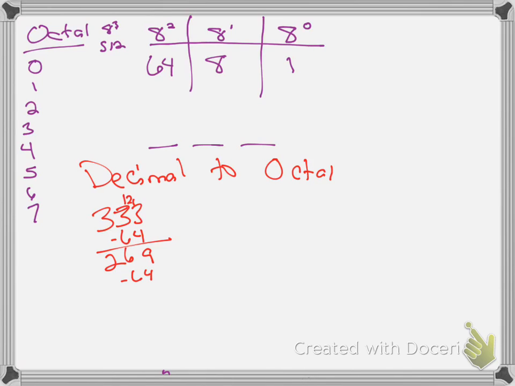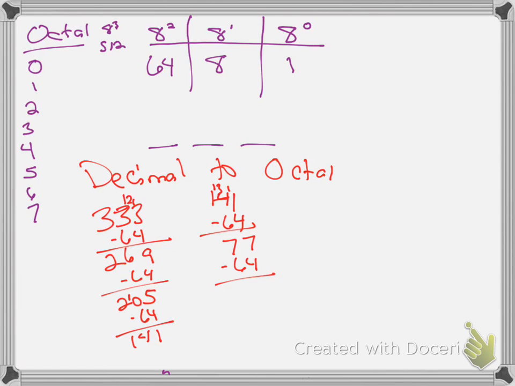Take out 64 again. Gives me 205. Take out 64 again. Gives me a 141. Take out another 64. Gives me a 77. And one more 64 leaves me 13. So I took out 1, 2, 3, 4, 5 64s. So I'm going to put a 5 in the space that matches up with the 64s.